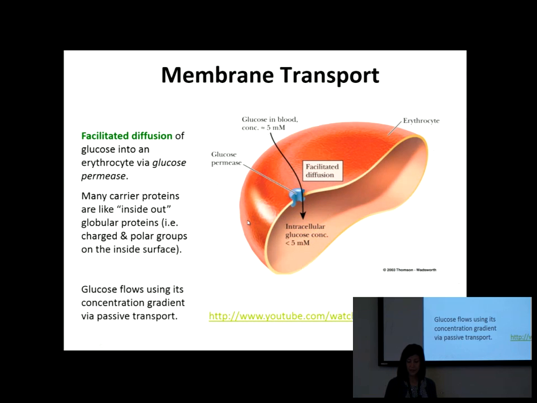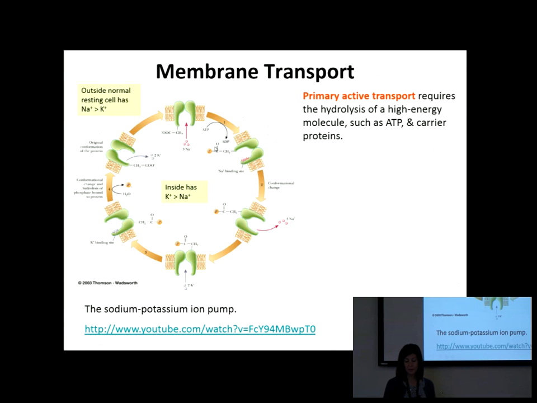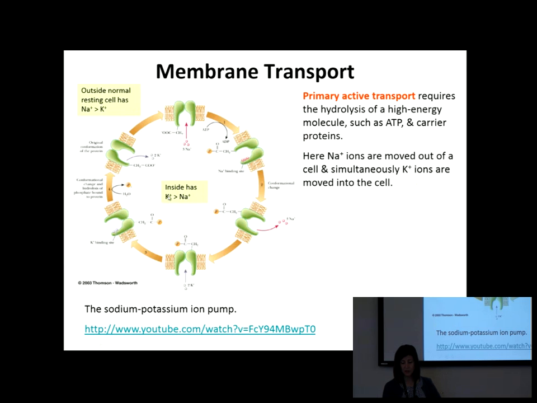The other type is active transport, where you're going to use energy from ATP or something like that in order to get it to go. We're going to watch a video on this, but I want to go through it quick. Inside the cell, you have more potassium than sodium, and outside the cell, you have more sodium than potassium. What we're doing is taking potassium inside the cell and sodium outside. So this is the sodium-potassium ion pump.